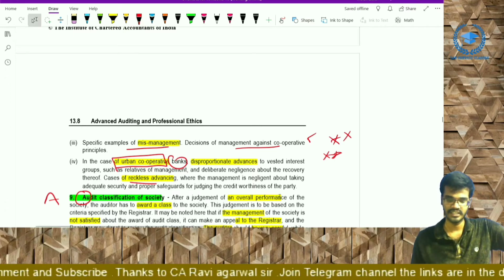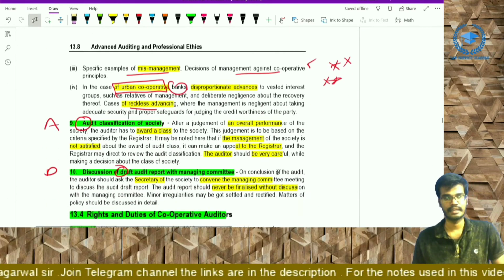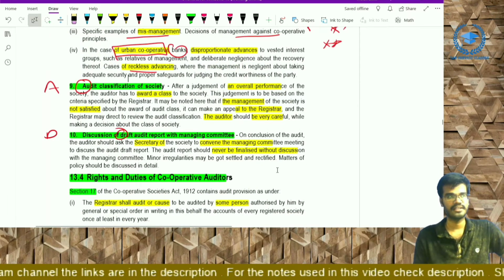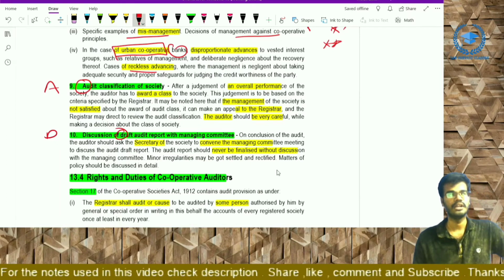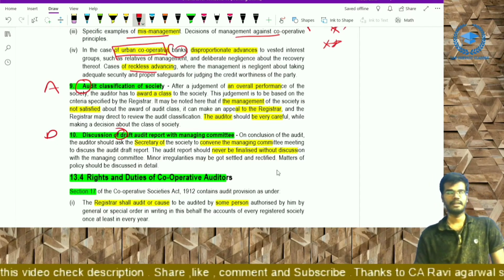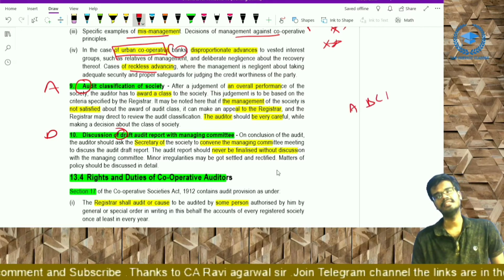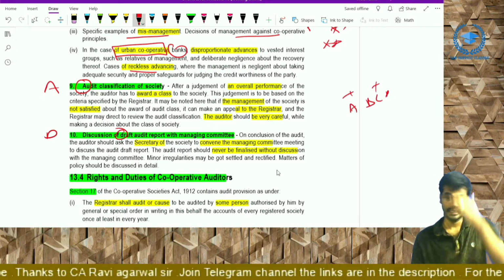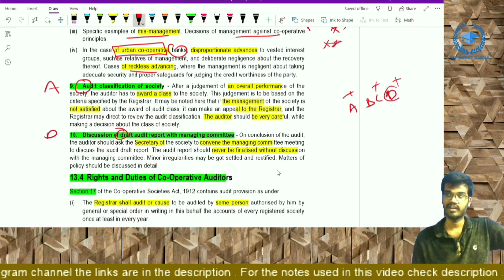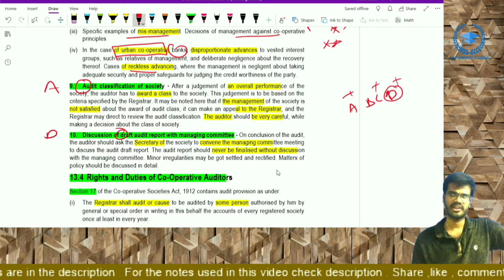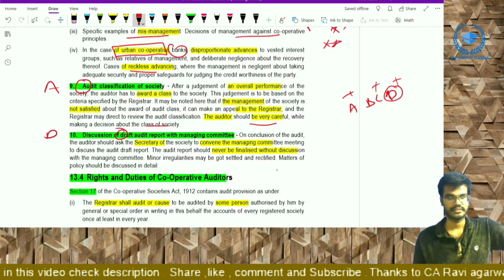These are the 4 points on which the auditor has to give a special report to the registrar in case of serious irregularities, right? And coming to the next point, that is audit classification of society. After considering the overall performance of the audit, the auditor has to classify and award a grade to the particular cooperative society. That award may be A, B, C, or D, A plus, B plus, something like that. If the management of the cooperative society is not satisfied with this award, it can appeal to the registrar. The auditor has to be very careful while making that award, right?